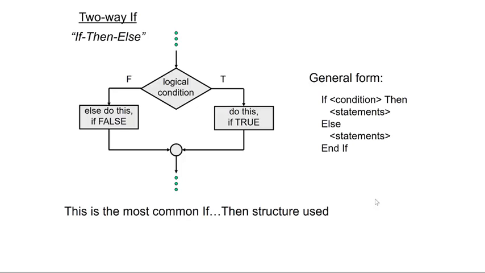Okay, we're moving along to two-way if-then statements in VBA. In this case, for two-way, you come into this logical condition just like you would a one-way, but you do something if that condition is true, and you do something if the condition is false. The general form in VBA has If condition Then statements if that's true, Else statements if the condition is false, and then you have an End If. And this is by far the most common if-then structure that's used in VBA programs.